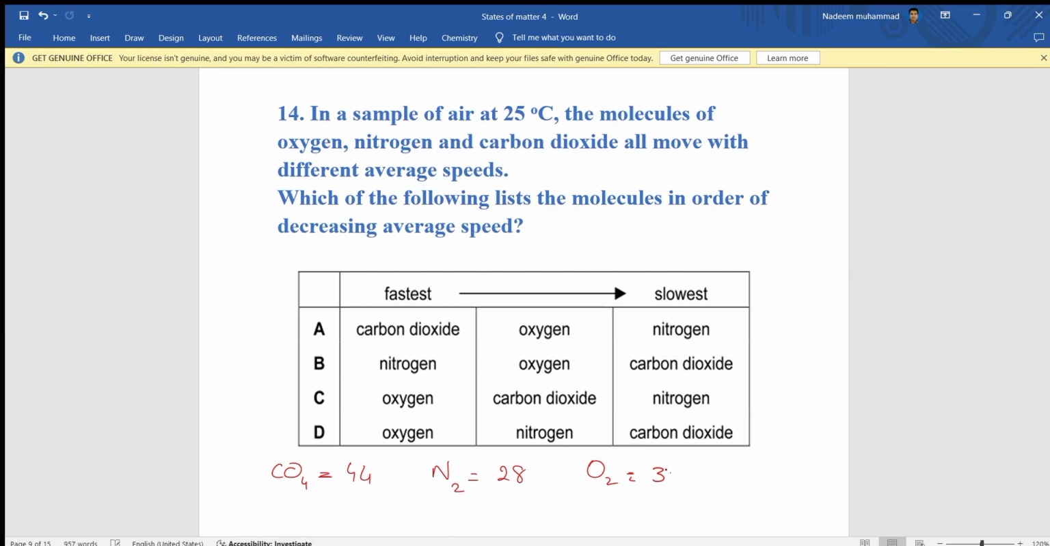Out of these three gases, nitrogen is the lightest one, so it will have the highest rate of diffusion, it will move faster. Second will be oxygen, and third is carbon dioxide. So this order is followed over here. So option B is the correct answer.